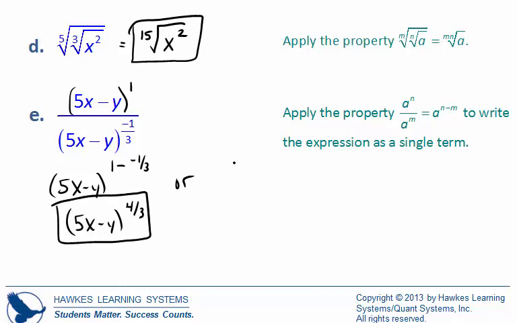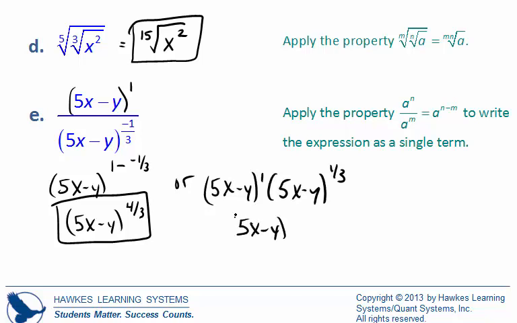Our other option here would be to take this denominator and bring it to the top, making that negative 1/3 power positive. And then you have bases that are alike, in which case you would add your exponents. So 5x minus y to the 1 plus 1/3, which would be 4/3. And either way is appropriate in terms of working out this problem.